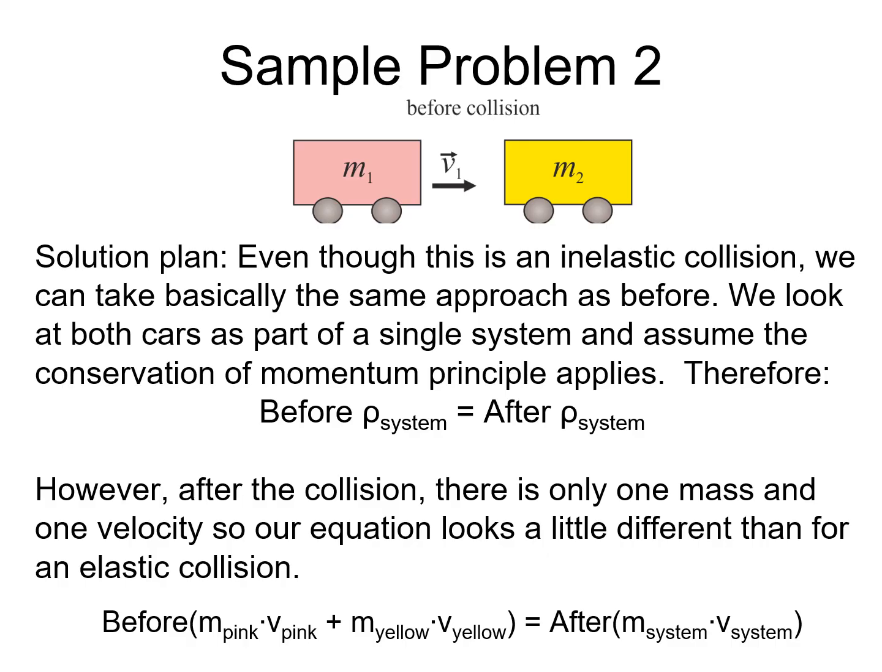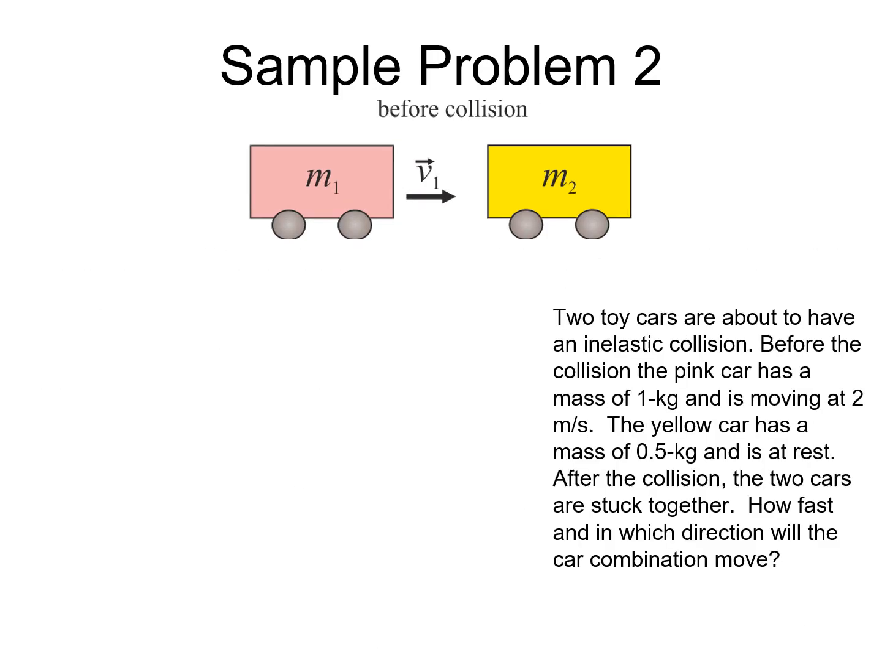So the mass of the pink car times its speed before, the mass of the yellow car times its speed before. If you add those two together, that's the total or net momentum before the collision. That should equal the net momentum after the collision. Instead of saying pink plus yellow, I'm going to call that the system. So the mass of the system times the speed or velocity of the system afterwards.